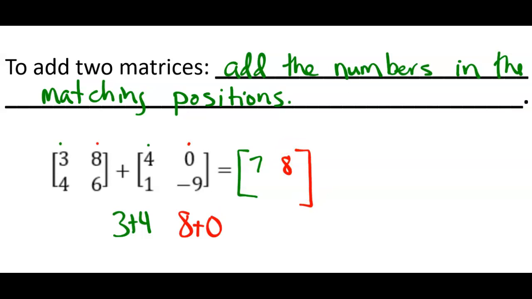Okay? And 4 is in the same position as 1. So I'm going to do 4 plus 1, which is 5. And 6 is in the same position as negative 9. So I'm going to do 6 plus negative 9, or 6 minus 9, which will give me negative 3. And that's how I add my matrices.